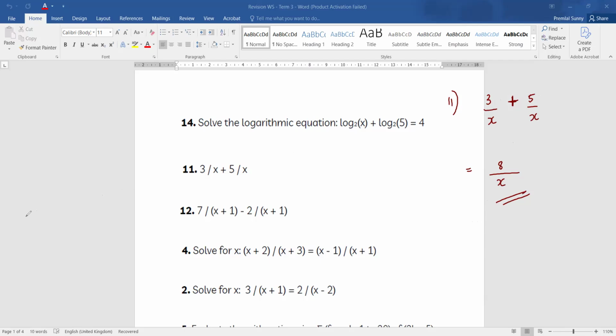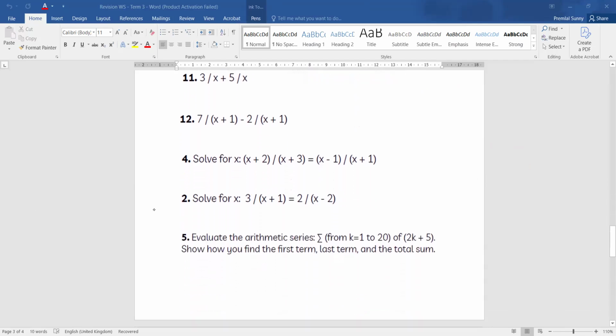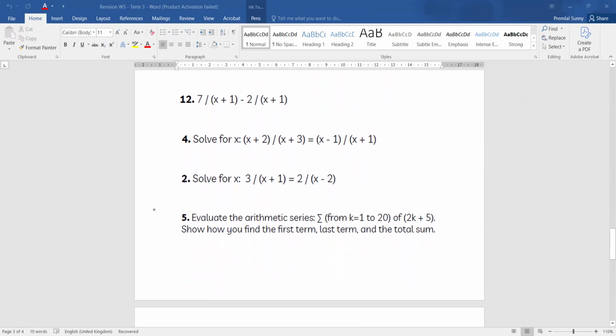Let's move on to question number 12 now. 7 over x plus 1 minus 2 over x plus 1. So this is also somewhat similar because we have the same denominator.